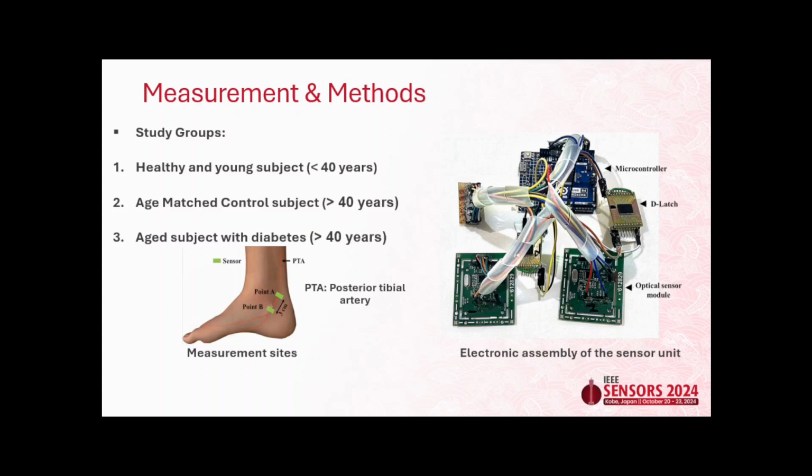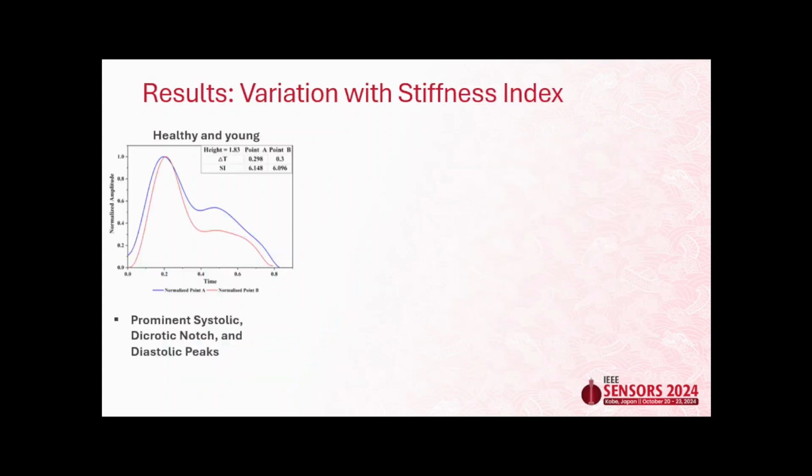The study groups were healthy and young subjects below 40 years, age-matched control (AMC) subjects above 40 years, and diabetic subjects above 40 years. For each category, we had 20 subjects. The objective is to gauge the variation in the PPG characteristics for both points along the same artery.